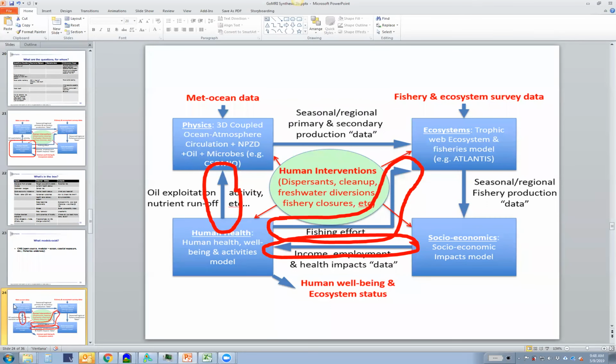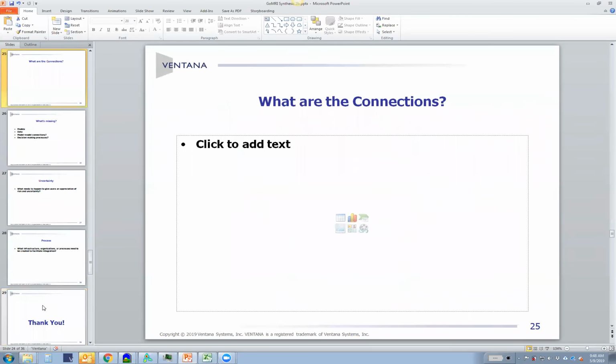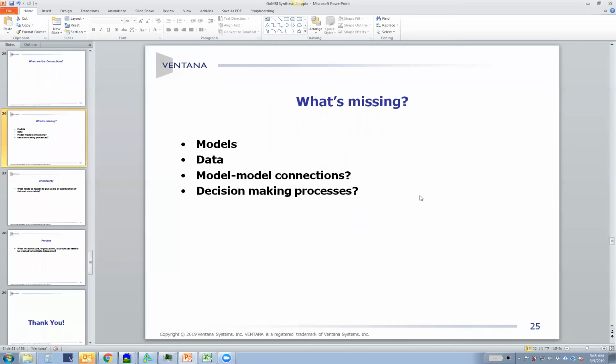Okay, let's see, next on the menu here. So we talked about connections, and actually we've already talked quite a bit about this, so we might just spend a minute or two on it. I'm just curious what you perceive as missing in terms of missing models, missing data, missing connections among existing models, and missing connections to decision-making processes. What is it that ought to be built in order to get more integrated?